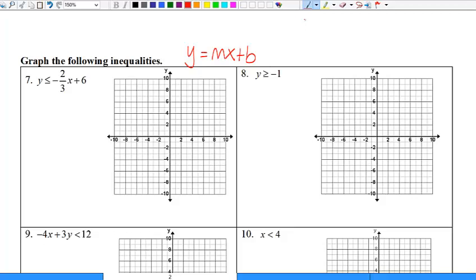As a reminder, if you have less than or equal to or greater than or equal to, then it's a solid line. But if you have strictly less than or strictly greater than, you're going to have dotted lines. Okay?